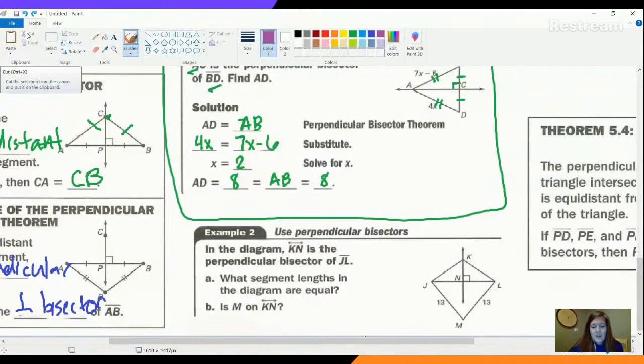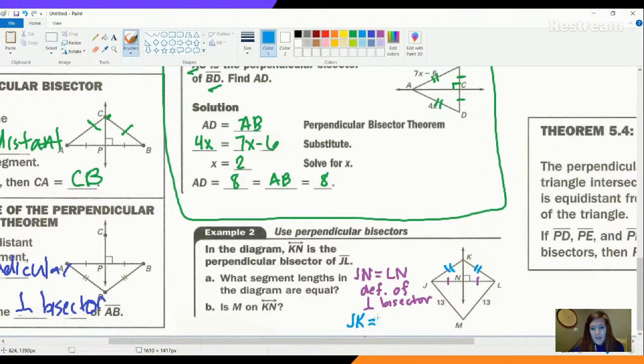All right, so it says what segment lengths in the diagram are equal? We know that KN is the perpendicular bisector. So that means that JN has to be equal to LN. This and this have to be equal because of the definition of a perpendicular bisector we just learned, right? All right, that's one. We also know that JK has to be equal to LK, right? But that one's a little different.